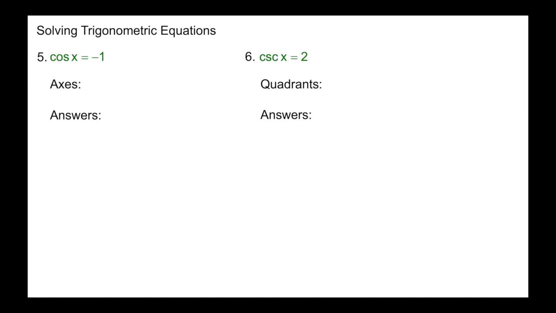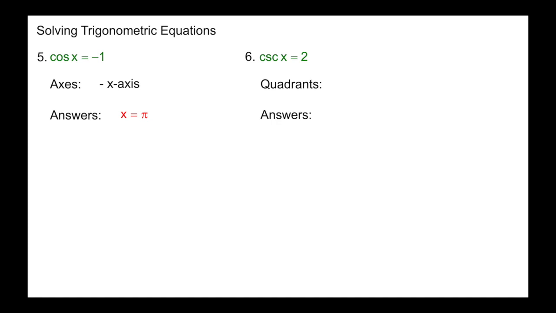Now for number 5, negative 1 as a cosine value is going to put us at negative 1 comma 0, which means we're going to fall on the x-axis. And that value that we're going to be thinking about at negative 1 comma 0 is just pi. And so this one only has one answer. There's not going to be 2 options for this one.